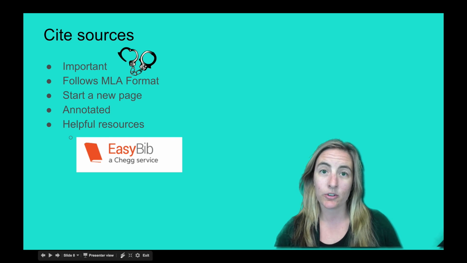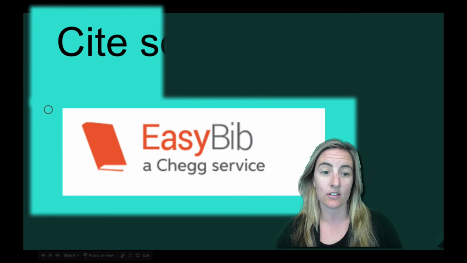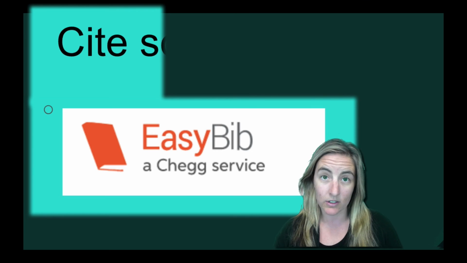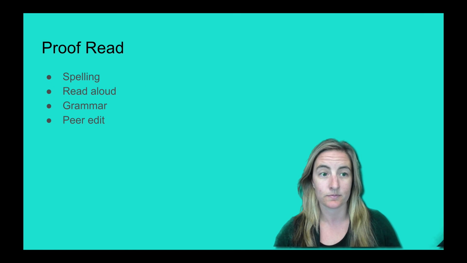Annotation. We're doing an annotated bibliography, and that means after each source that you cite, I need 1 to 2 sentences explaining exactly what information you got from that source. If you need help citing your sources, EasyBib is a really great website. There you'll find information about how to cite sources, why to cite them, and what format to do so in. And you can access EasyBib off of my webpage.